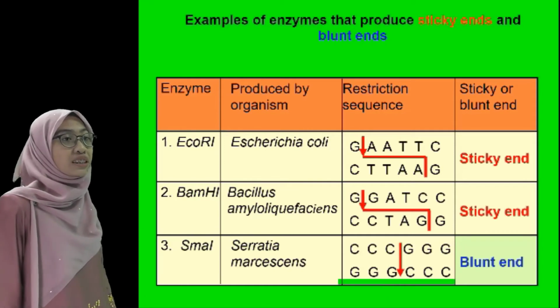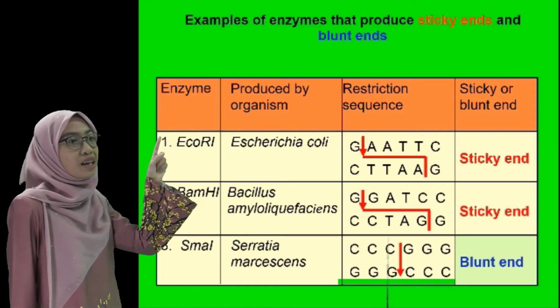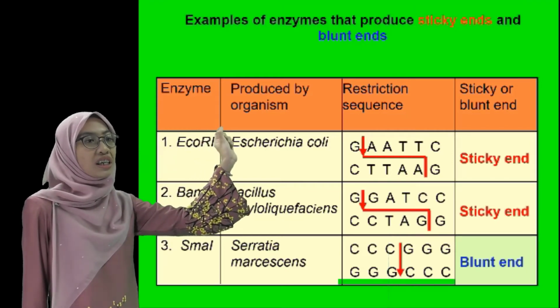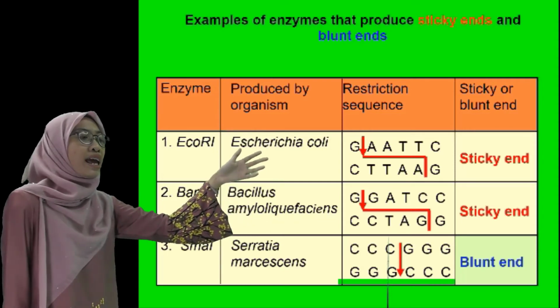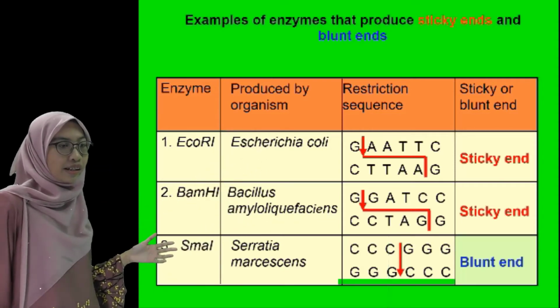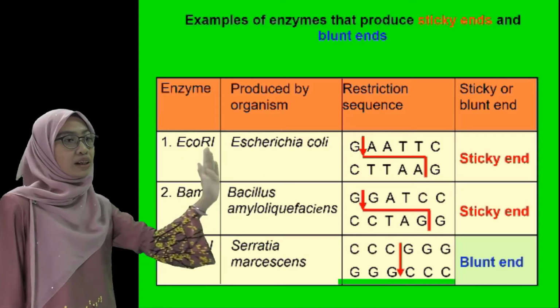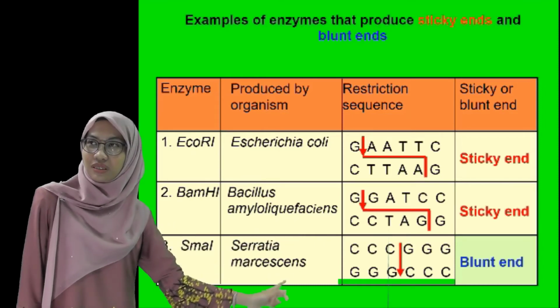Another example of a sticky end is the BamH1 enzyme. Here the restriction point will be between G and G on both strands. While the enzyme SmaI will produce blunt ends. Why? Because it will cut between the C and G at the restriction sequence.